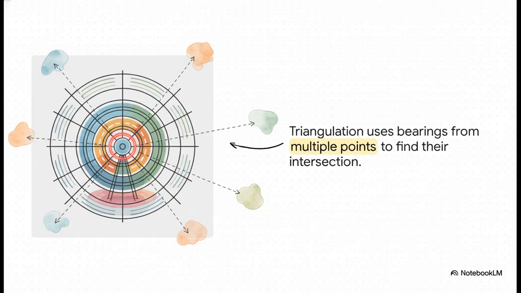Each one of those dotted lines represents a bearing, basically a line of sight to the signal that you've taken from a totally different spot. The idea is if you take enough of these from different angles, they should all, in a perfect world, cross at one single point. And that intersection, well, that's our treasure map's X. That's where we find the source.